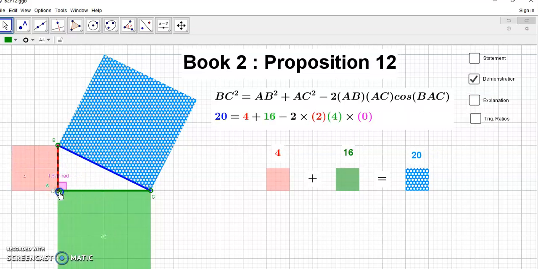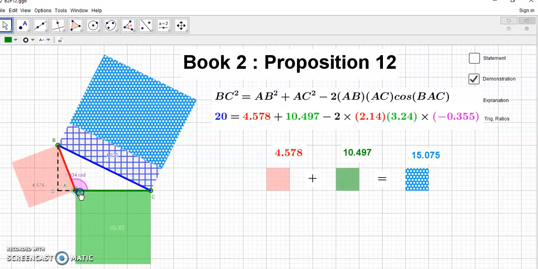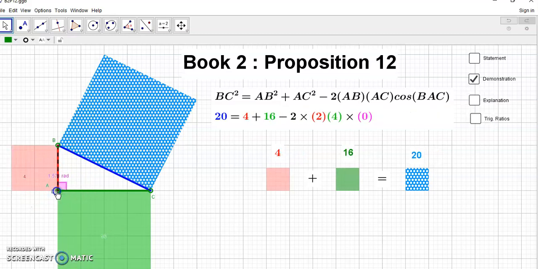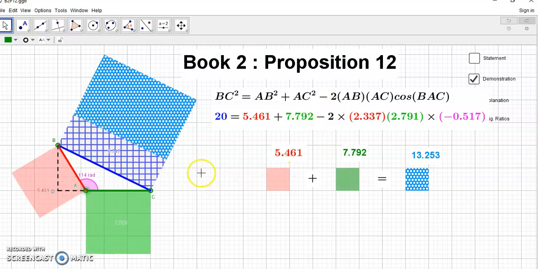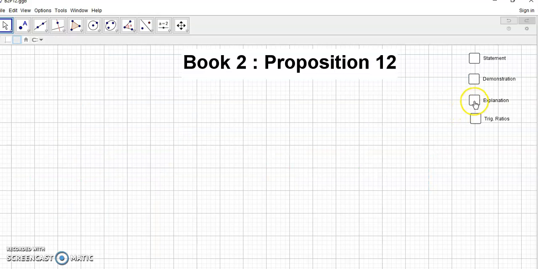Some would say that the Pythagorean theorem is a special case of the cosine formula, but although that might be true, it wouldn't have been realized without the Pythagorean theorem and this particular proposition. I'm actually not dealing directly with what the proposition said, but this gave rise to the ideas. So what you're looking at here is a demonstration of the cosine formula and how it works. And the explanation is simple.